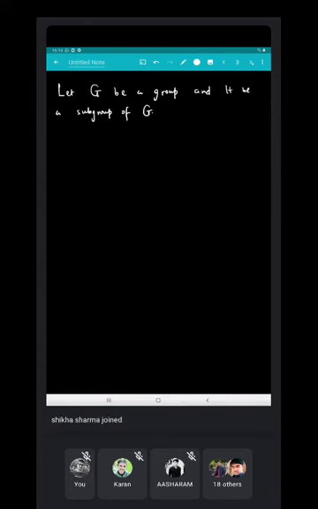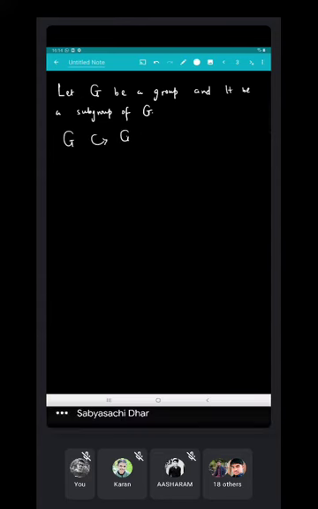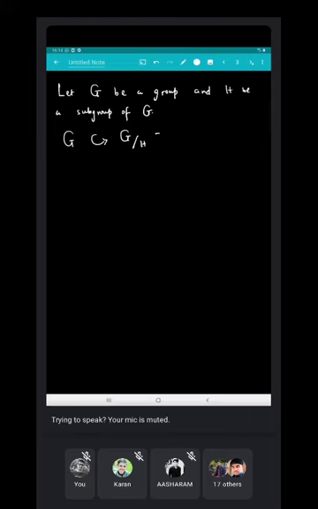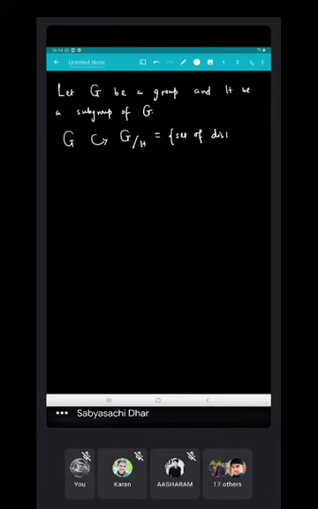Now consider the action. G acts on G mod H. Notice that G mod H is the set of all distinct left cosets of H in G. It is not a group, it is only a set.